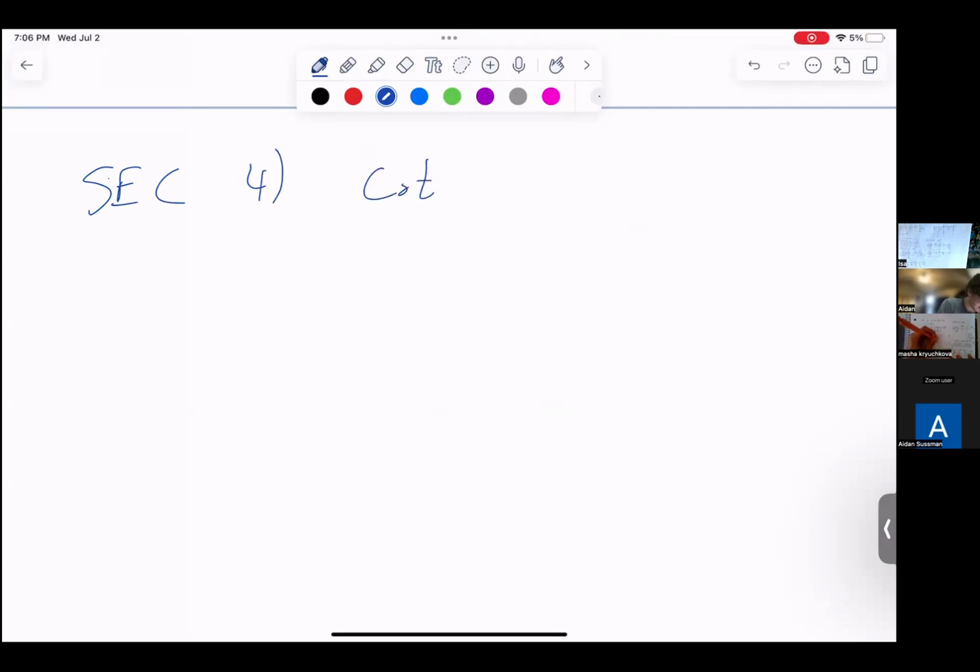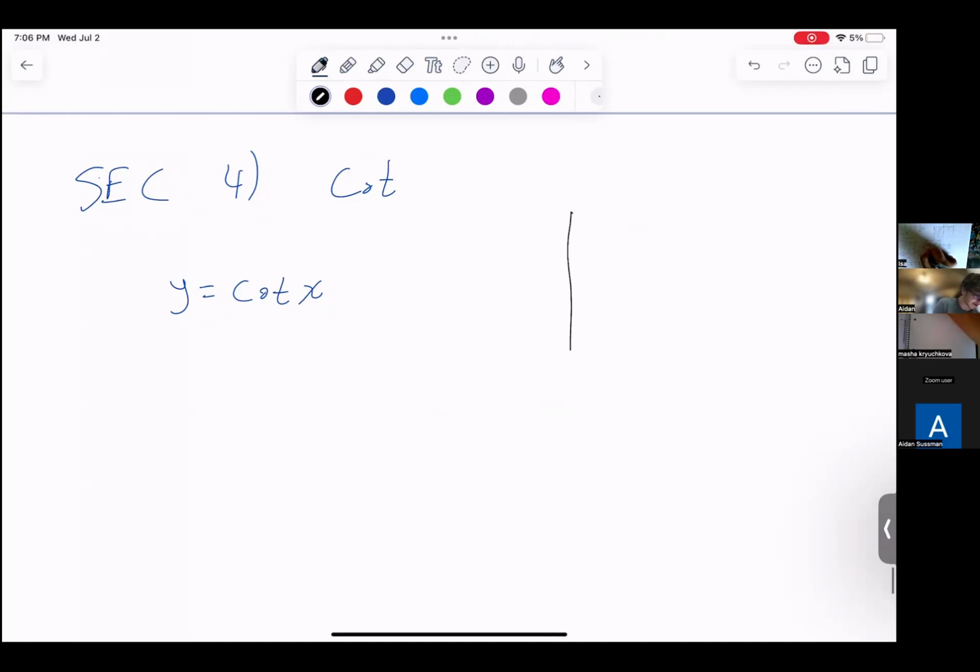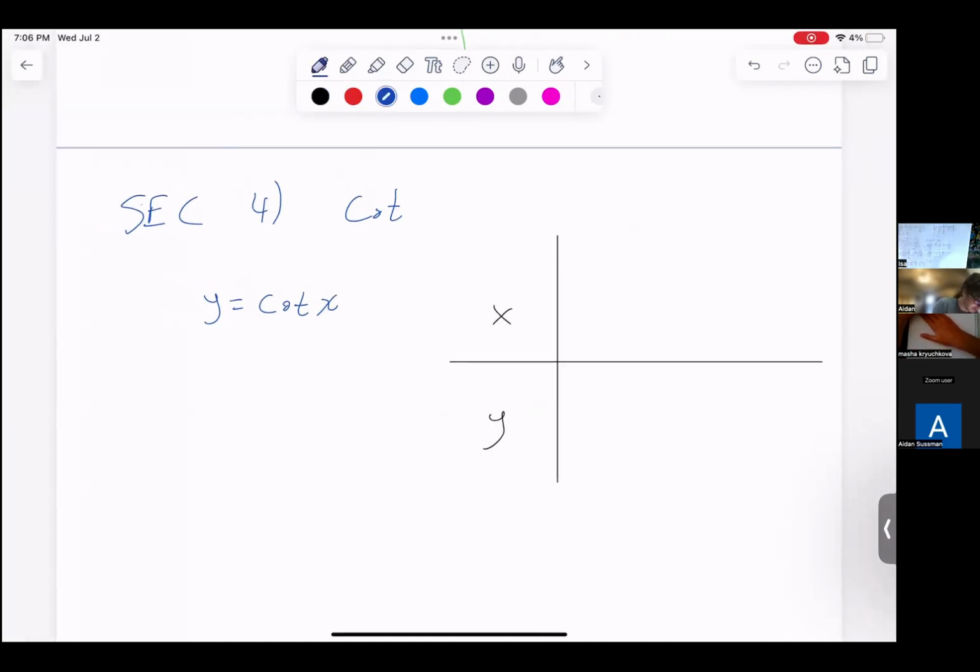Super, super quickly, I want to show our very, very last one, which is section 4. We've got cotangent. And I'll do this very quickly. It's very similar. The steps are the same. The only difference is our table is different. Our table now is going to look like x and y. So we have negative pi, then negative 3 pi over 4, then negative pi over 2, and then negative pi over 4. And the last one is 0.